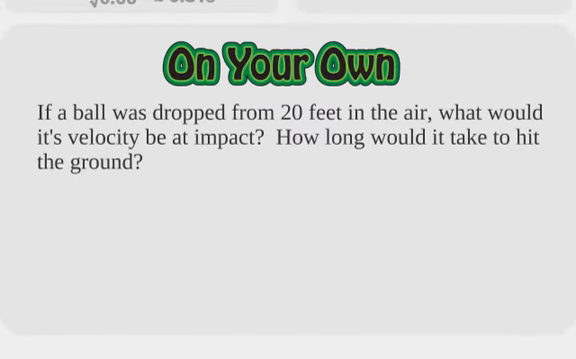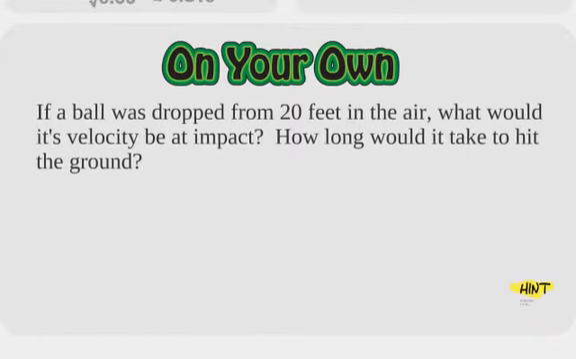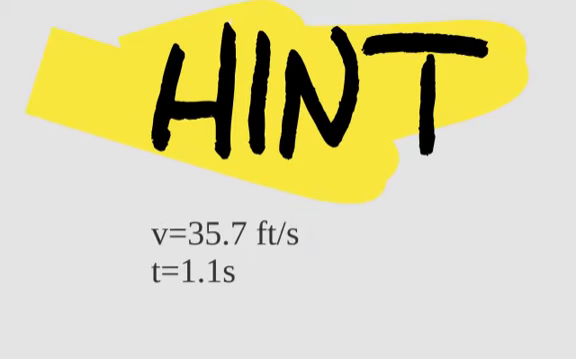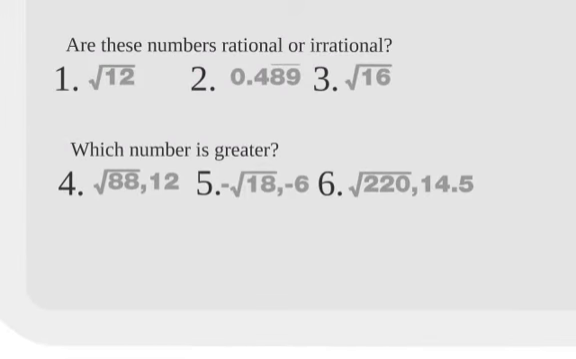Why don't you do this? Now you're going to take the ball and drop it 10 feet or 20 feet in the air. What's its velocity going to be at impact, and how long will it take to hit the ground? All right, you got it? All you're doing is taking the distance, putting 20 in, and both equations, and bam, you'll get your answer. All right, so it's going to be about 36 feet per second, and it's going to take a little over 1 1/10 of a second. Pretty cool stuff, huh? All right.